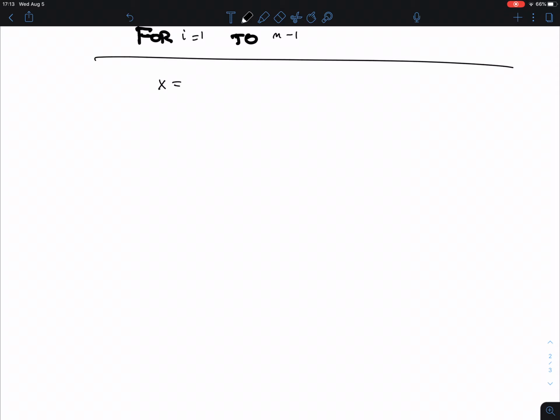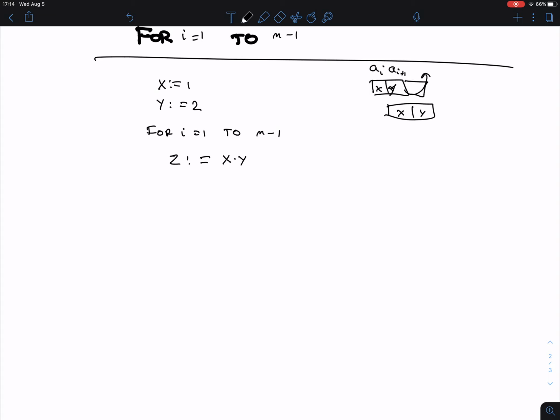So I did X is 1, Y is 2, and then for I to n minus 1, what I'm going to do, well, here are X and Y, right? I'm somewhere in the middle of my sequence here, A_I, and this is the next one. This element should be the product, so this is going to be Z, X times Y. And now I have to just move this little train there. So this will be the new X and Y, and this is the Z now, right? This is the value Z that we would get.